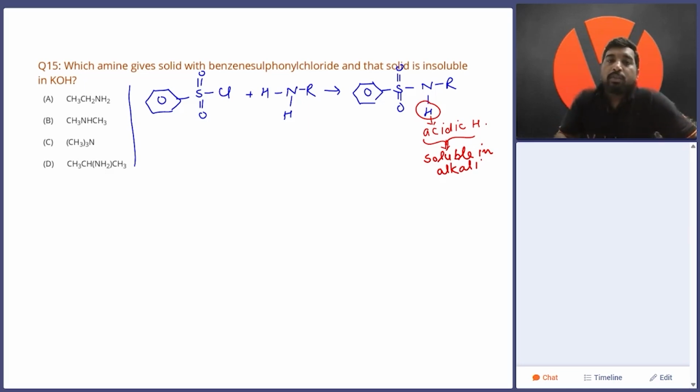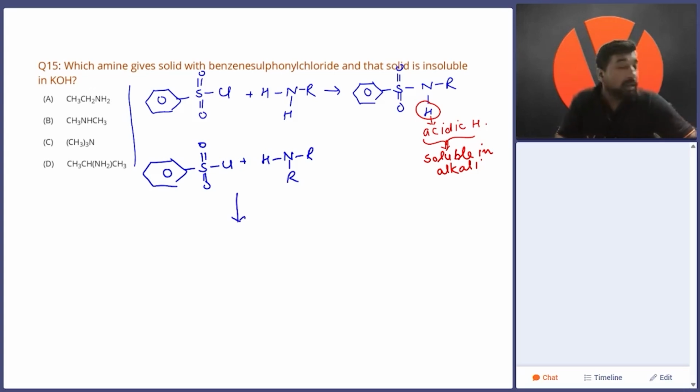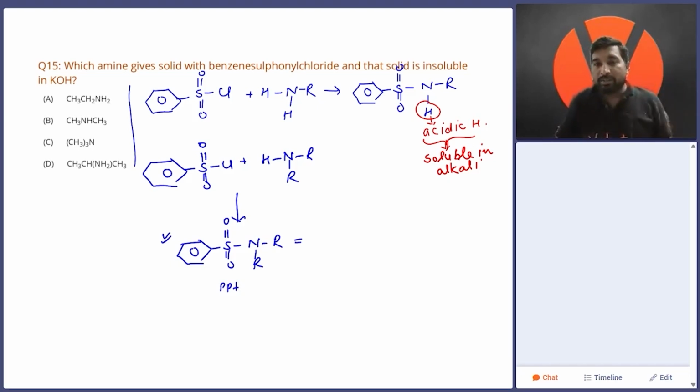When we talk about the 2 degree amine, the 2 degree amine will react and form a white color precipitate, but this compound does not have any kind of acidic hydrogen. No acidic hydrogen is present.